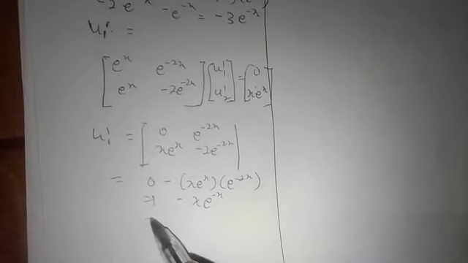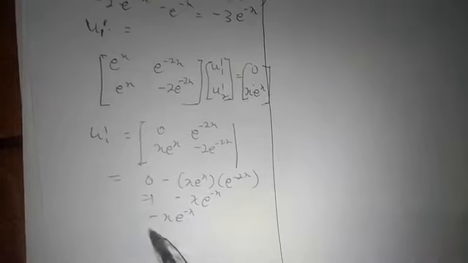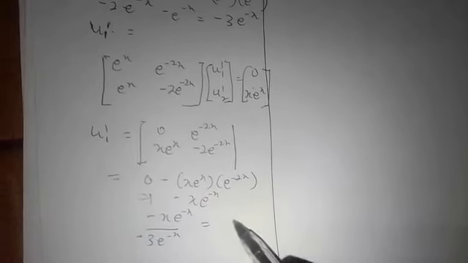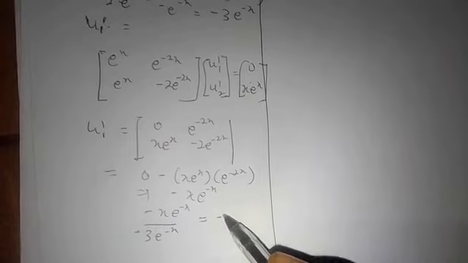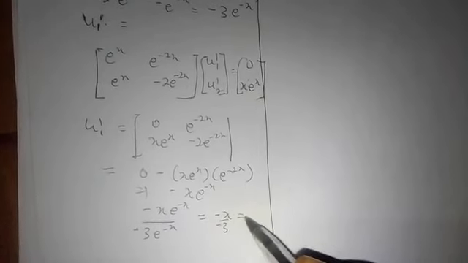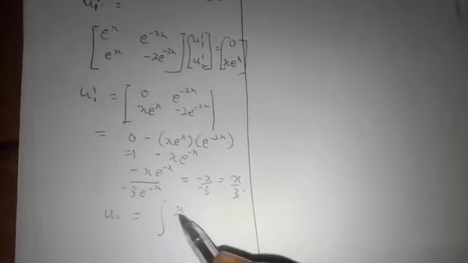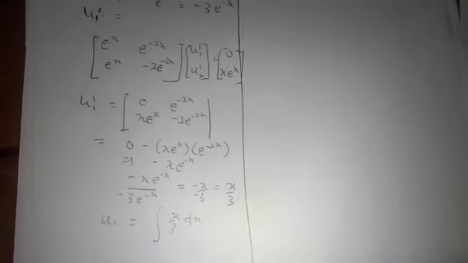I have to divide what I've got by the Wronskian, -3e^(-x). And what will that give me? That will give me -x over -3, which is the same as x over 3, and that is u1 prime. So once I've got u1 prime, I can get u1 to be equal to the integral of x over 3 dx.